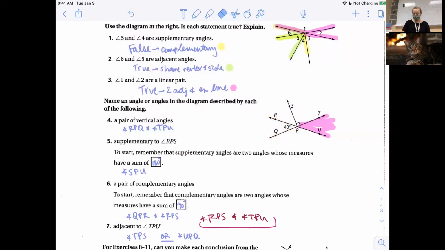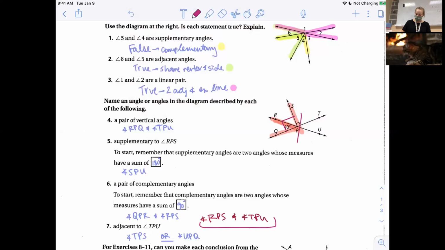If 2 angles are complementary, could they also be adjacent? They could be adjacent. They could not be adjacent. They don't have to be just one. They can be complementary and adjacent. For the complementary one that I have up there, the 2 purple ones I did are next to each other: QPR and then RPS. Those are next to each other and they form 90 degrees. So they're complementary and adjacent.